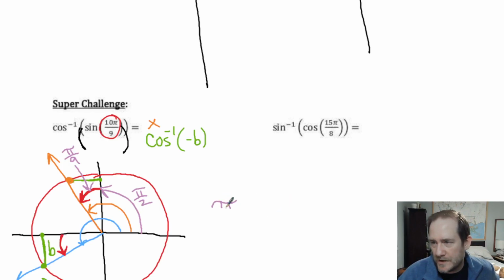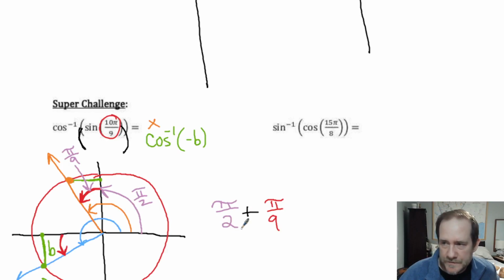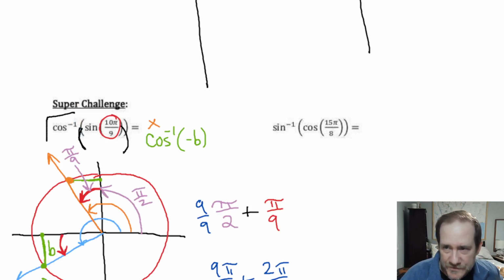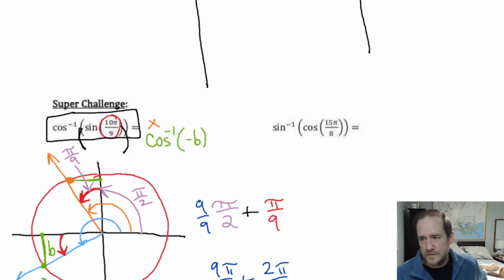So I hope your addition of fraction skills are up for a challenge, but do you know how to add pi over 2 and pi over 9? I know I sure do. The first step is finding a common denominator, that common denominator being 18. So I'll hit this with a 9 over 9, yielding 9 pi over 18, and I'll hit this with a 2 over 2, yielding 2 pi over 18. And then I will rejoice in my final answer, which is 11 pi over 18. And so that angle is apparently the answer to what this expression is worth.